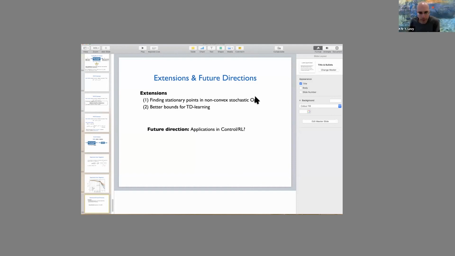Do you think it is difficult to extend the results to infinite or continuous state spaces?